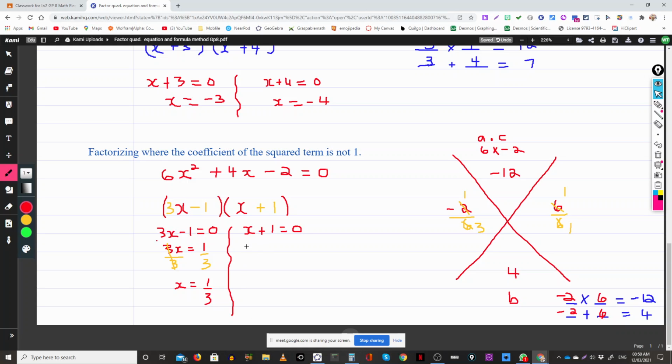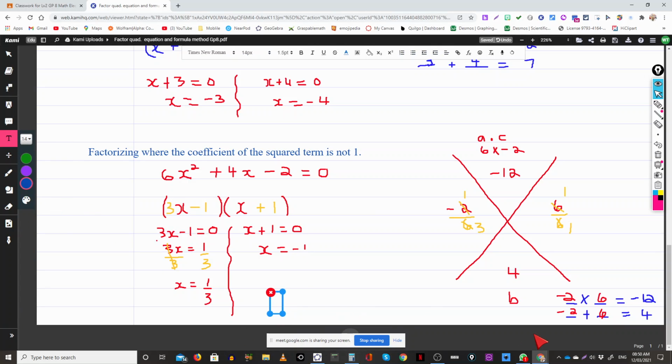All right, the next one, we need x now. We take the 1 across, so x becomes minus 1. So what's my solution? x could be equal to 1/3, or x could be equal to negative 1. Alright, so that's my solution. x could be 1/3 or x could be negative 1.